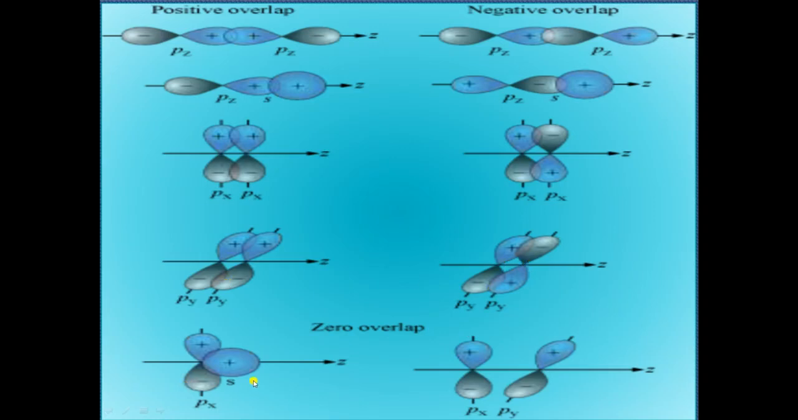Now here you can see that this one is zero overlap because this is an s orbital and this is a px orbital. This px orbital is along the x axis, and when an s orbital overlaps with a px orbital, there will be no overlapping. Here also between px and py there will be no overlapping because this is in 3-dimensional. Assume this orbital in 3-dimensional. If axes are different, then how will overlapping take place? If axes are different, there will be no overlapping. So between px and py, there will be zero overlapping.